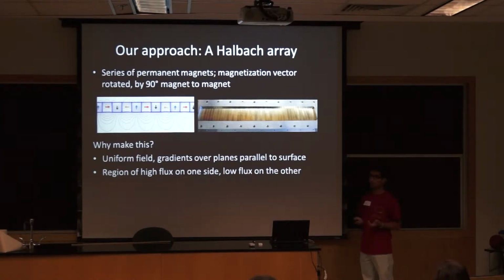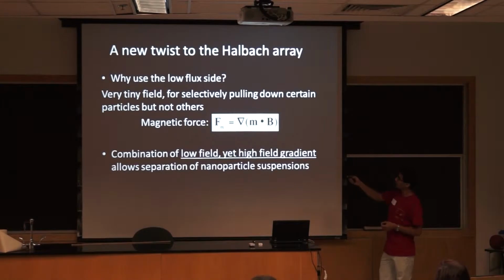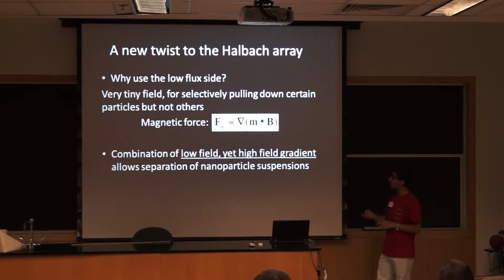Most research groups have been working with the high flux side for various applications like maglev trains. But we're using the low flux side, which we haven't found anyone using in the literature. It gives a very tiny field, and that is just right for selectively pulling down certain particles but not others. So if we have a mixture of bigger and smaller particles in solution, we can selectively pull down certain particles while letting the others flow freely. This combination of a low field yet a high field gradient allows for the separation of these suspensions.